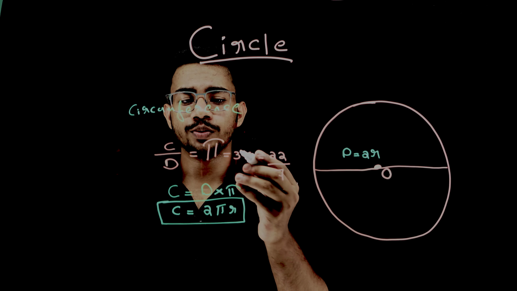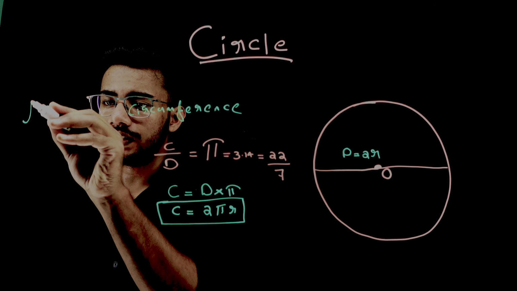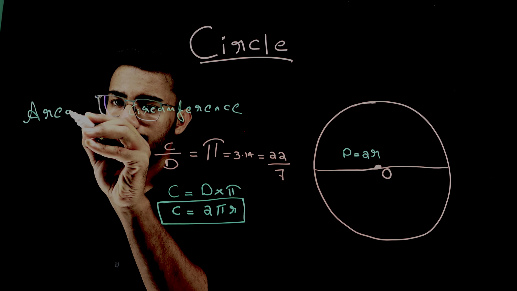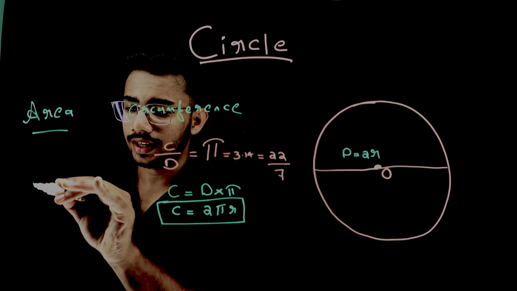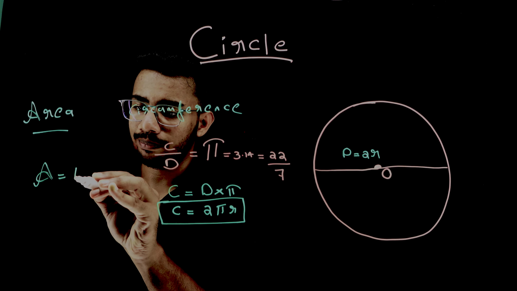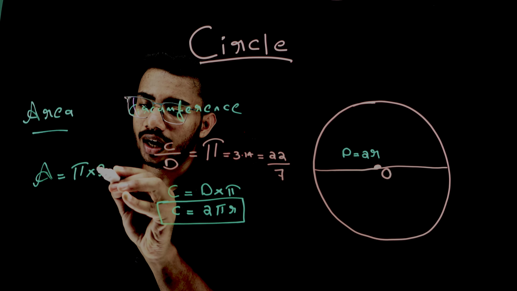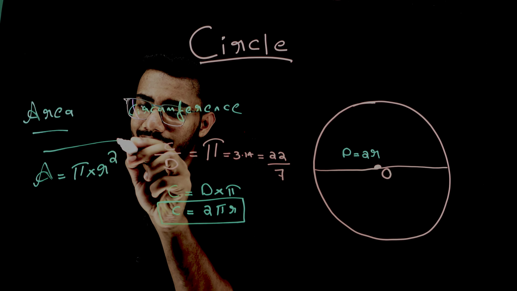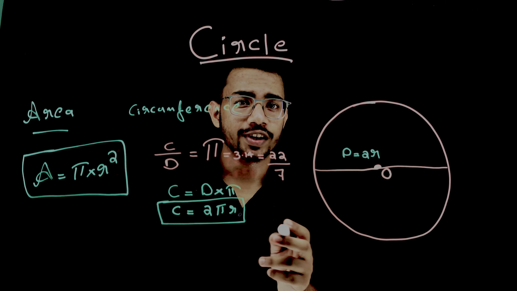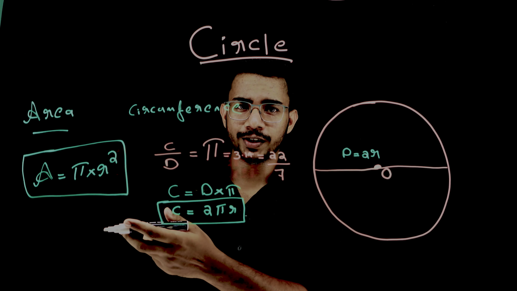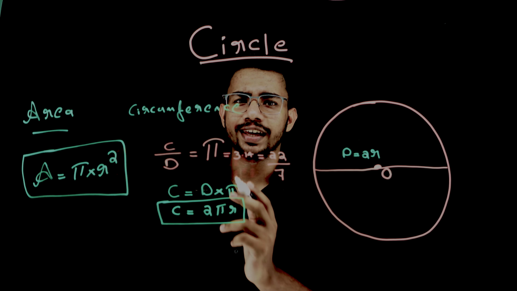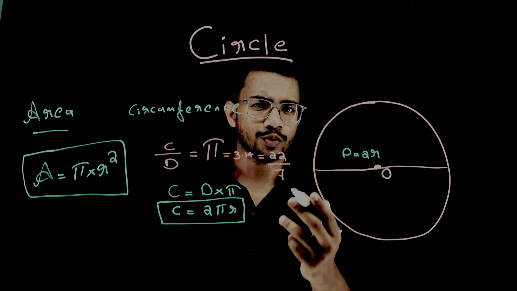Now moving on to the next one, that is the area of a circle. The area of a circle is given by the equation area equals pi times r squared. Now if you are having a doubt regarding how I got the area as pi r squared, we have uploaded another video on why the area of a circle is pi r squared. So try to watch that one.